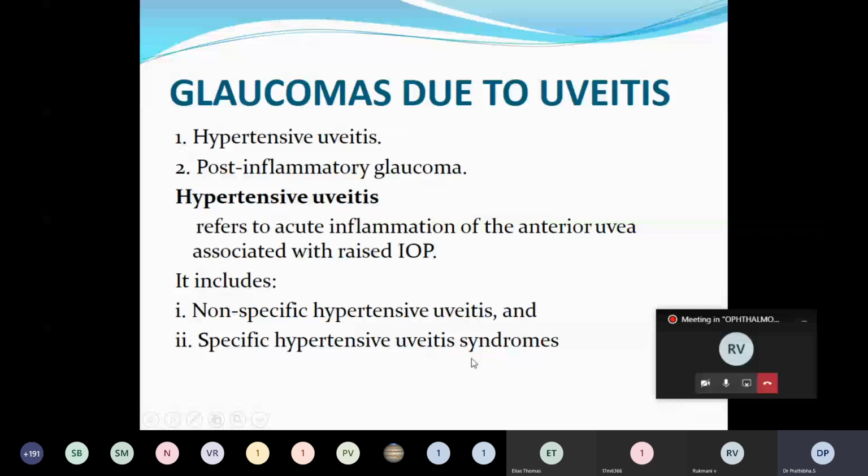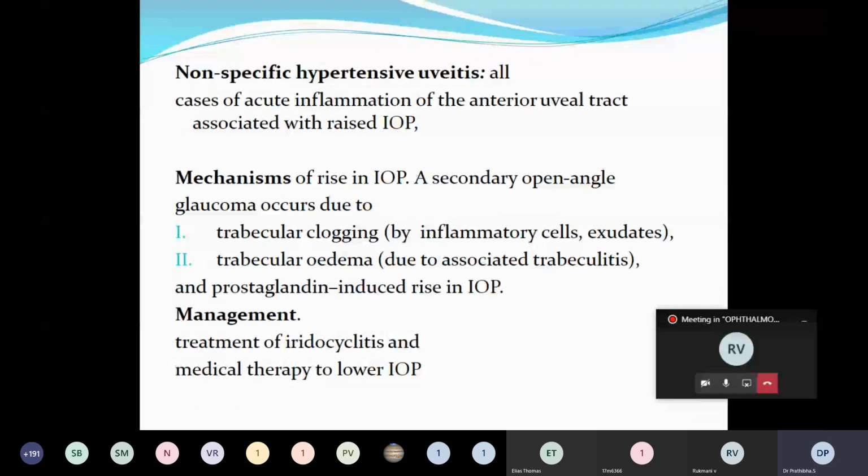Okay, the non-specific one, uveitis, is all cases of acute inflammation of the anterior uveal tract which is associated with raised IOP. How does this raised IOP occur in uveitis? It is a type of secondary open angle glaucoma which occurs because of clogging of the trabecular meshwork by inflammation. In uveitis, there will be a lot of inflammatory cells in the anterior chamber, in the aqueous humor. These inflammatory cells and exudates go and deposit and clog the trabecular meshwork. So that is one mechanism.